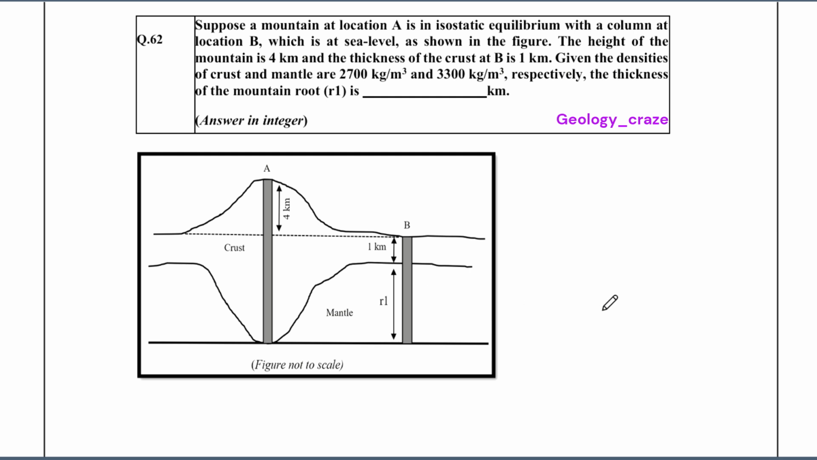Hello everyone. Suppose we are given this question and we have to solve it, but we don't know the formula. But we have a little bit of basic idea, okay? From that basic idea, we will approach this question and try to solve it, okay?